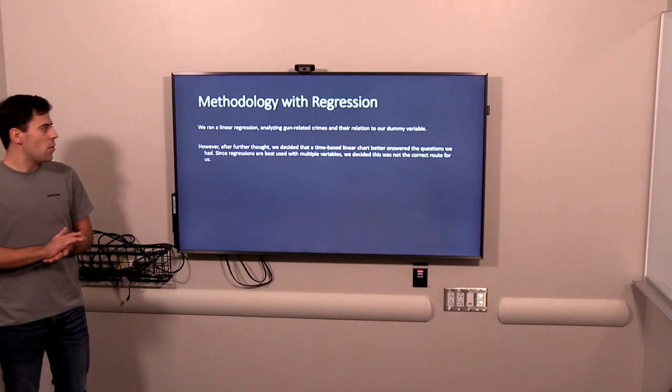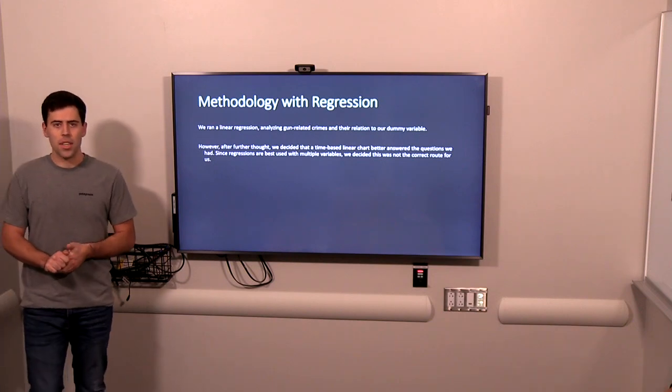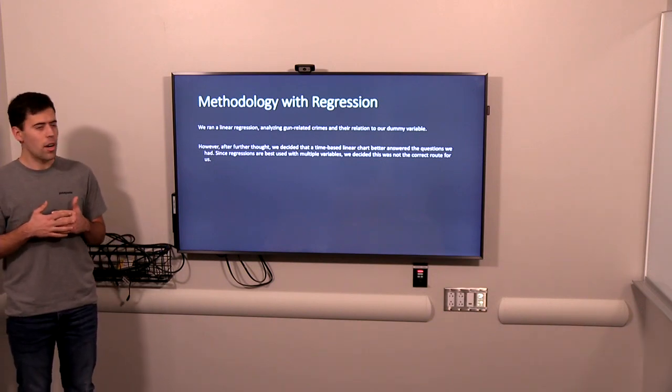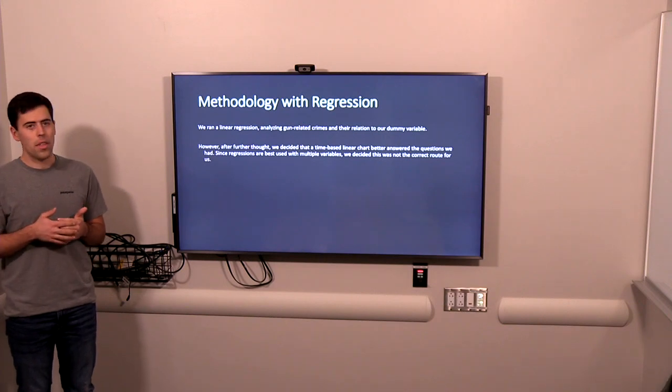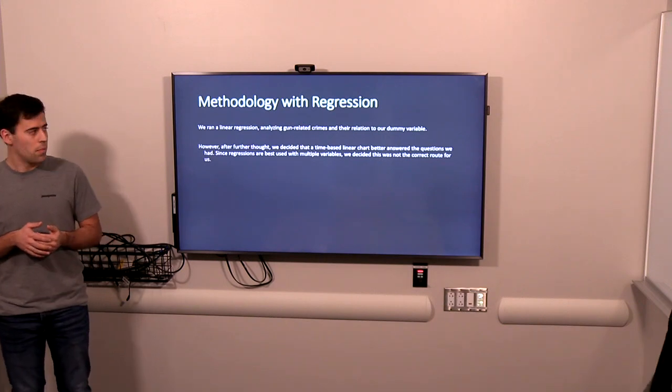And then after that, we used another method. We decided to look at the regression of the data. But after thinking about it, we decided that we were best served to look at it as a time versus variable standpoint rather than a variable versus variable standpoint, which a regression would more properly do.